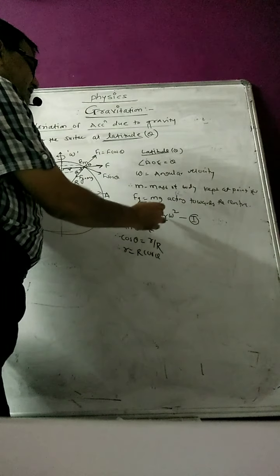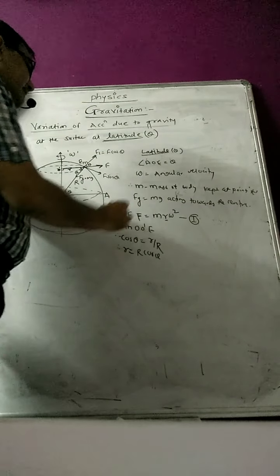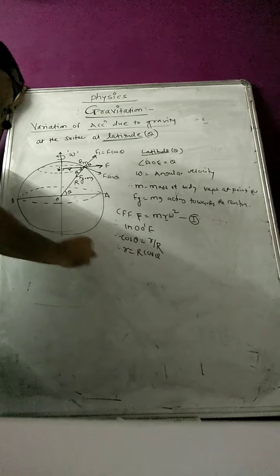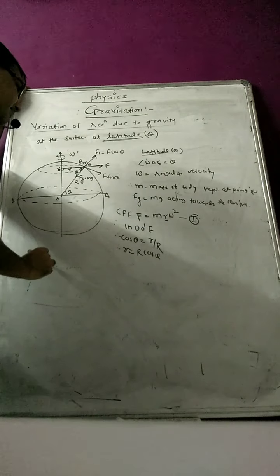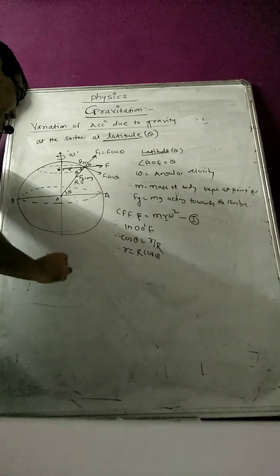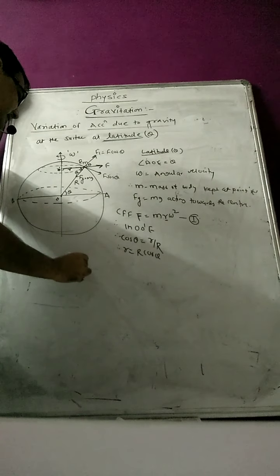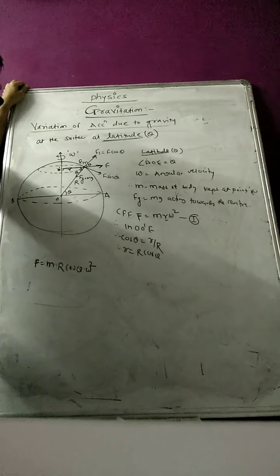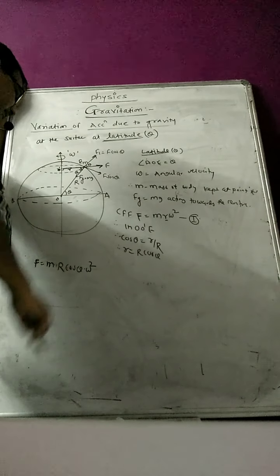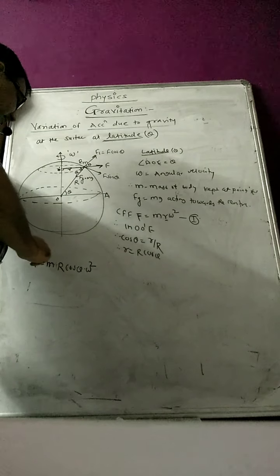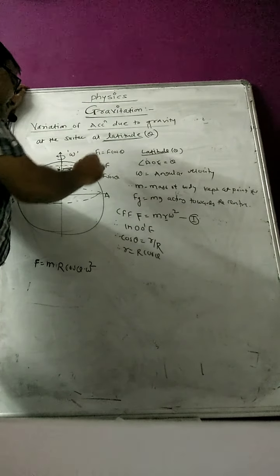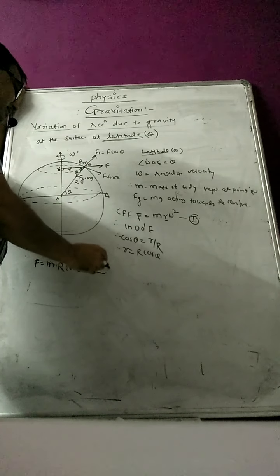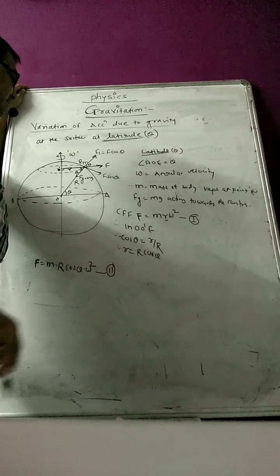If I substitute this value here, so that centrifugal force F will become F is equal to m r cos theta into omega square. So that will be your force. Okay. So now I got at this particular point the centrifugal force which is acting in the outward direction. So this is supposed to be the second equation.